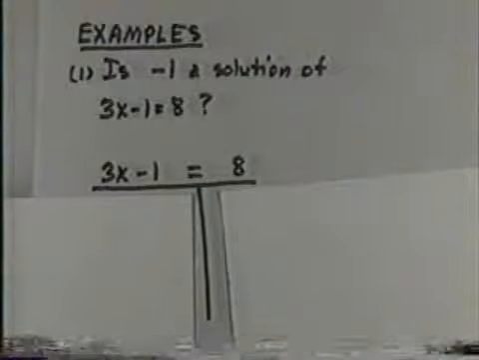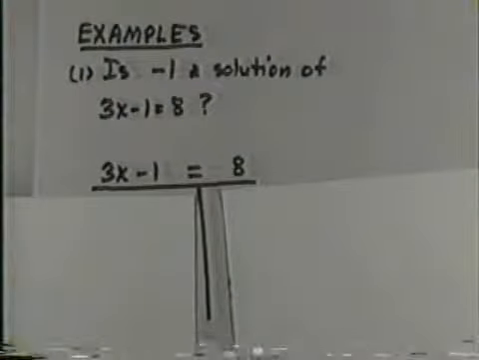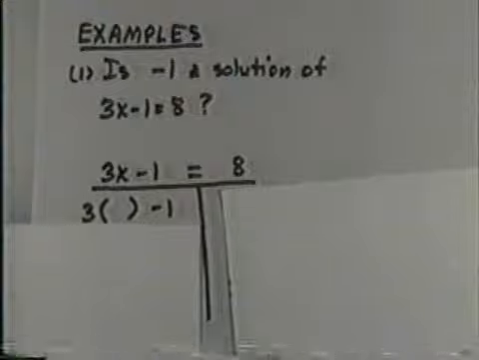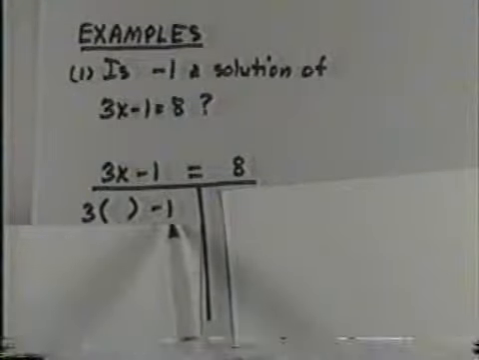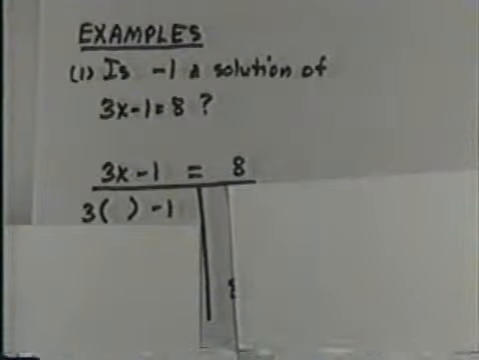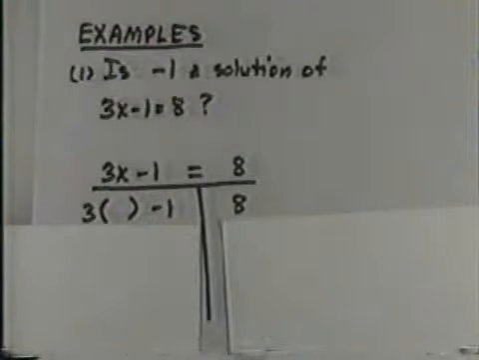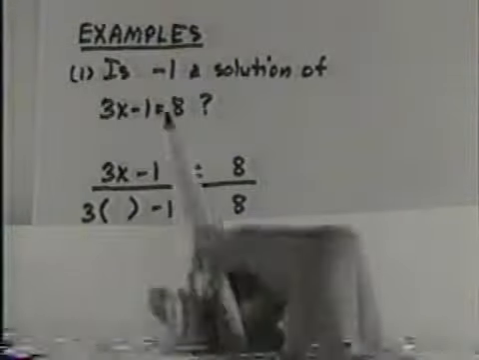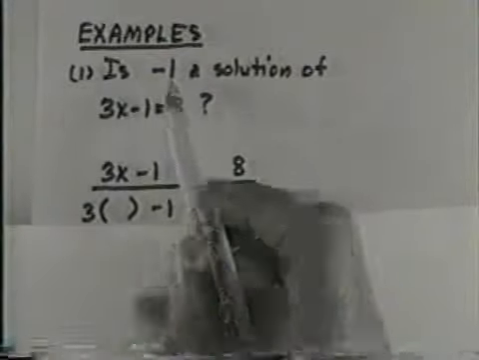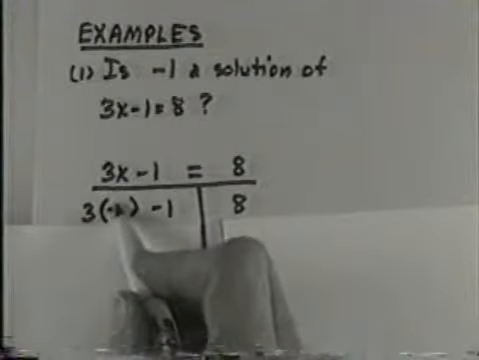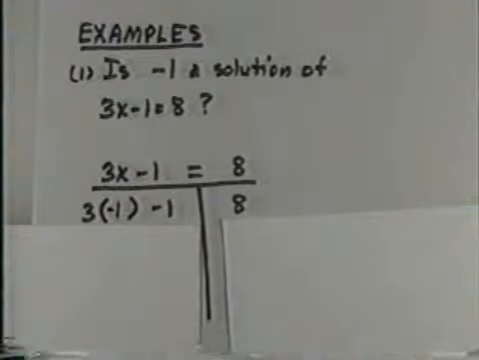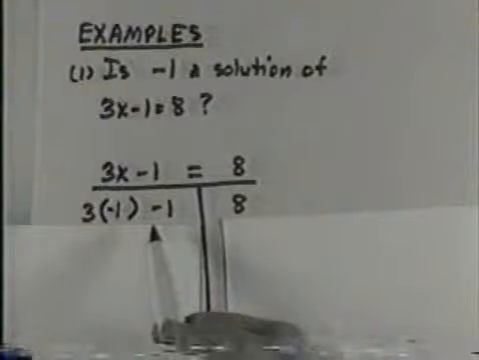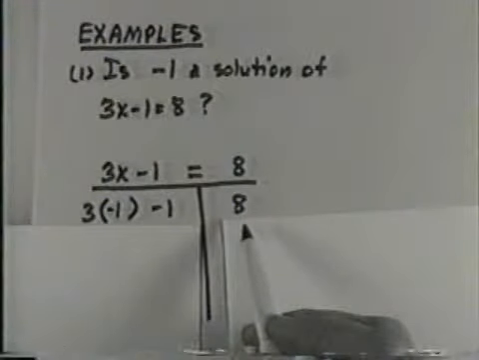Then we'll come down in the next line, and below the 3x subtract 1 we'll write 3, a set of parentheses where the x sits, subtract 1. On the right-hand side, we simply have 8, so we'll just copy the 8. Then in the parentheses, we'll fill in the number that we're trying out, the negative 1. This gives us an expression to simplify on the left-hand side and just a number on the right-hand side.